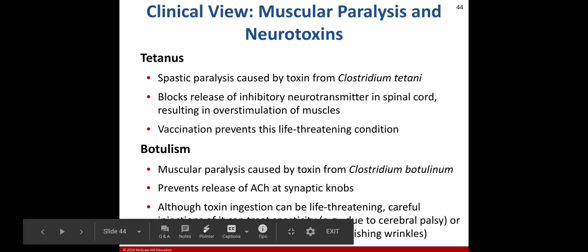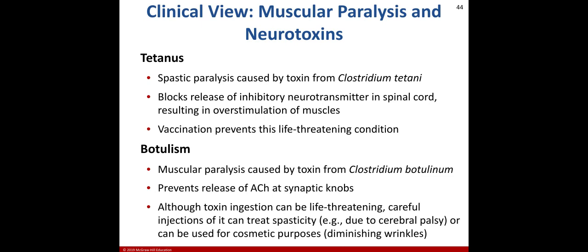Botulism is muscle paralysis from Clostridium botulinum, and that is going to prevent the acetylcholine from being released. So then if it doesn't get released, then you will not open the calcium channels, you will not have the filaments slide past each other, you will not have contraction. So while it is toxic to ingest it, if you can do careful injections, then you can help treat cerebral palsy, and it's used cosmetically to diminish wrinkles.